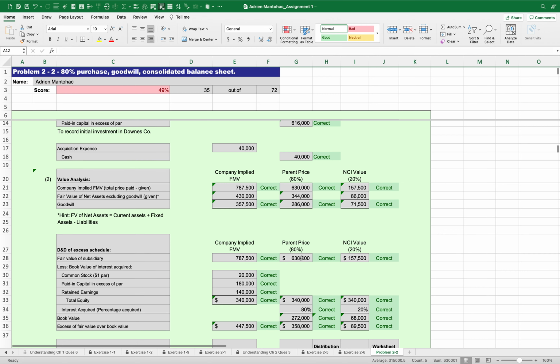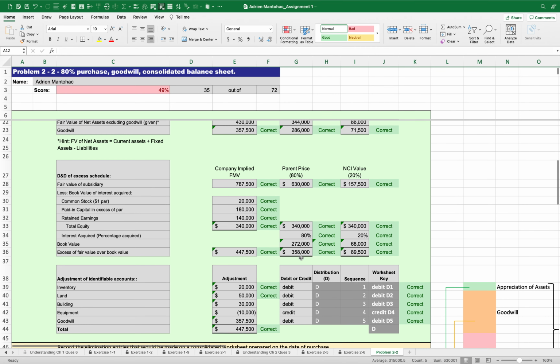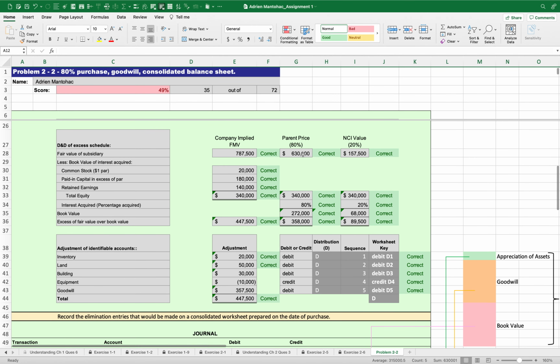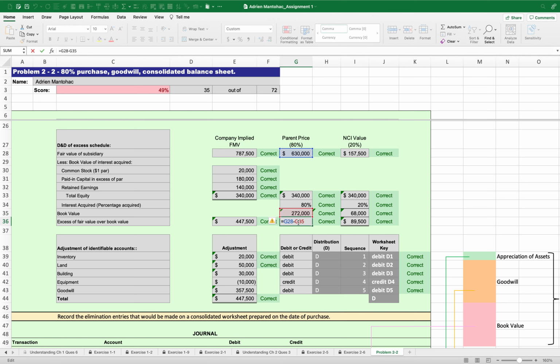To understand the first step, what we need to do is realize that out of the 630,000, there are multiple components, right? There's a book value, and we own 80% of it. So we need to get rid of that 80% of that book value first, right? We already identified that the total equity or the book value of the equity was 340. 80% of it is 272,000, and we took that amount out from 630 to arrive at the balance.